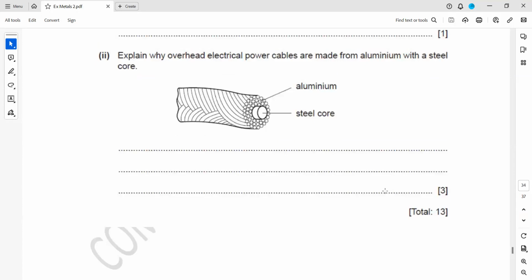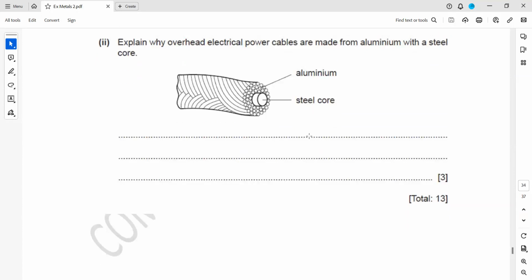The next part is worth 3 marks. Explain why the core of overhead cables, like the high tension wires you have seen for transmitting electrical energy from the power stations to the consumers, is steel. Why are overhead power cables made of aluminum with a steel core? Why is the center steel and the surrounding aluminum? What is the purpose?